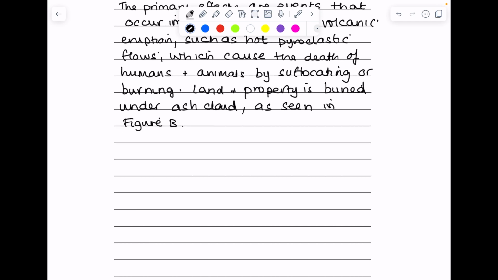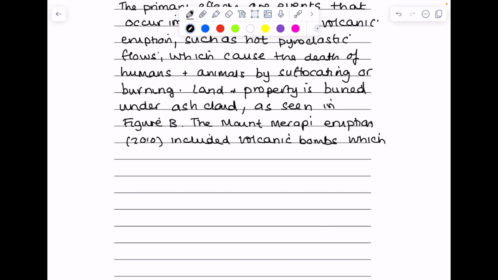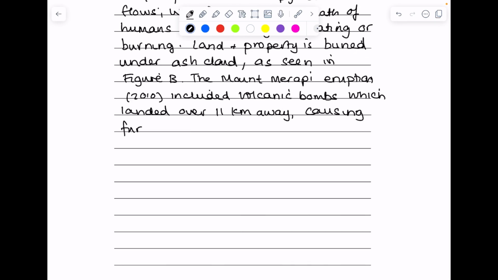I feel like now would be a good time to introduce a suitable case study. The Mount Merapi eruption from 2010 included volcanic bombs which landed over 11 kilometers away, causing death and destruction.